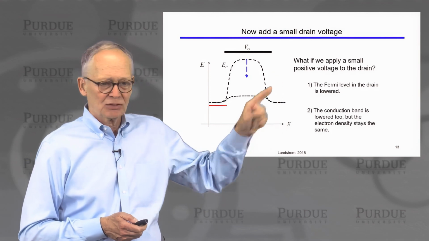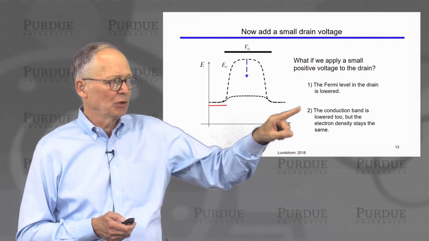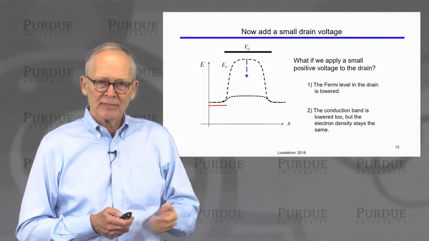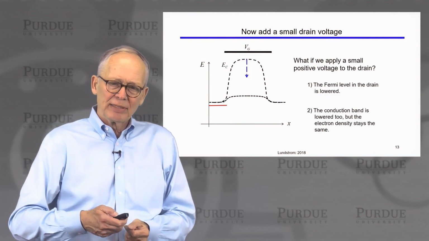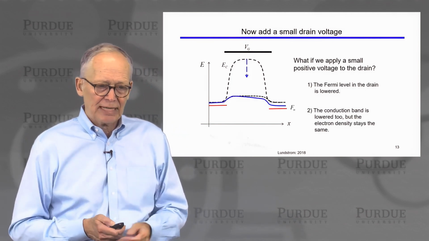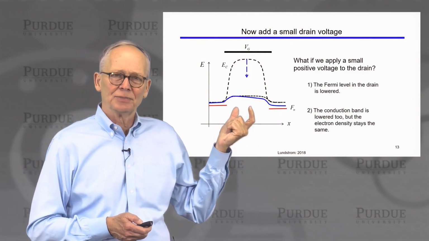Let's begin by applying a large gate voltage, but then we'll lower the Fermi level in the drain. We'll apply a small voltage to the drain. That small voltage pulls the Fermi level down in the drain. It pulls everything down a little bit. So now current is going to flow.